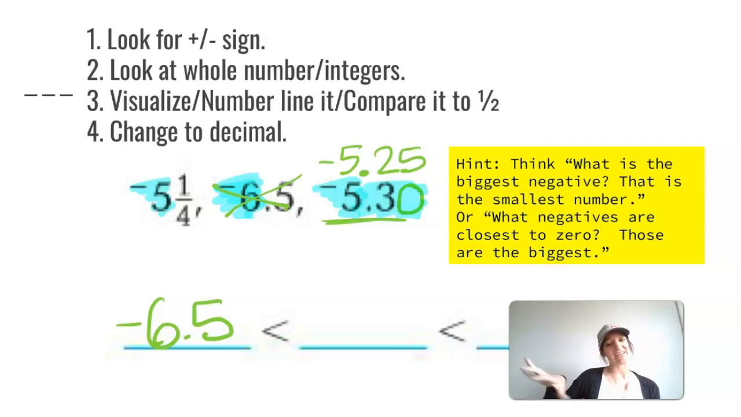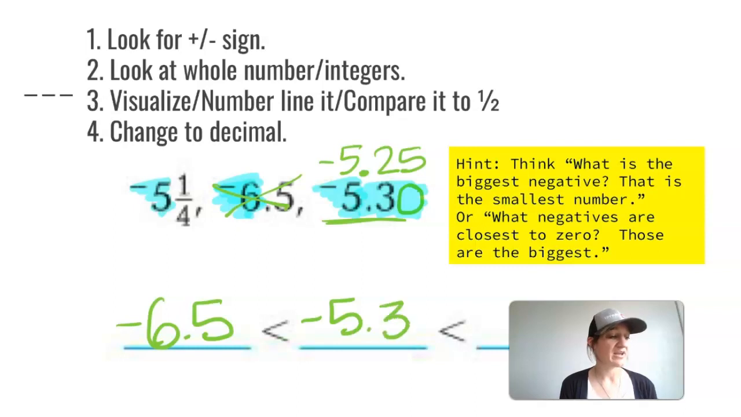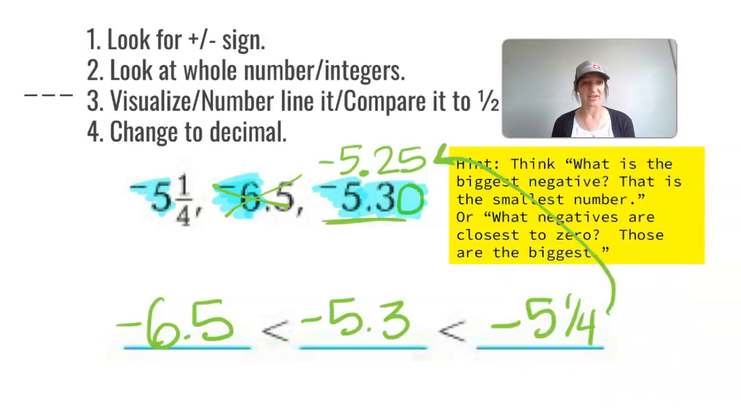And -5.30 is further on the negative side than -5.25, isn't it? So I'm going to put -5.3 as the next smallest, or the next furthest from 0. And then as we're moving closer to 0, we're going to hit -5 1/4, which was 25 hundredths, wasn't it? There's the answer.